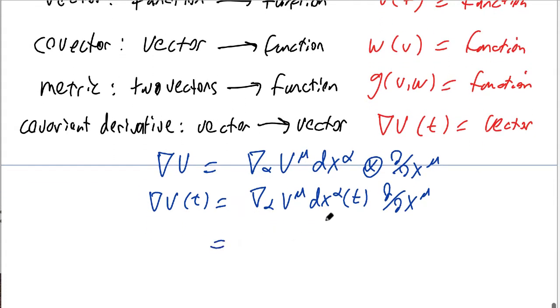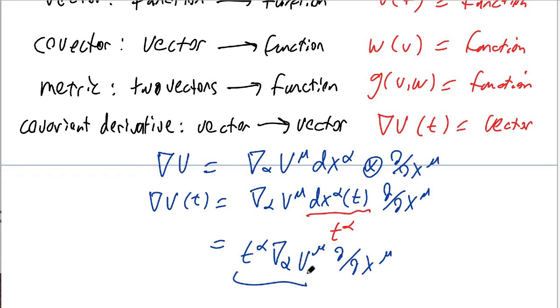In fact, the function this is just the alpha component of t. So what we have here is just t^α ∇_α v^μ ∂/∂x^μ. So what this ∇v has done is mapped a vector t to a vector, and here we've expressed that vector in terms of components and basis vectors.